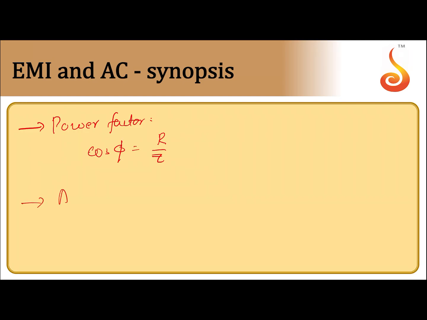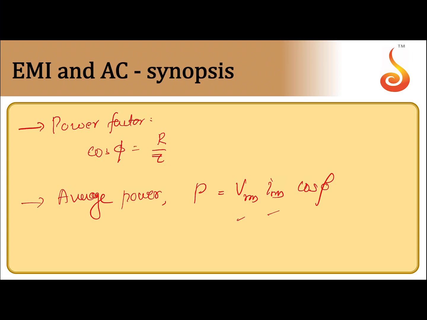The average power dissipated in the AC circuit is given by Vrms Irms cos phi. This is represented in various other formats, of course. We know that Vrms can be written as V0 divided by root 2 and Irms can also be written as I0 divided by root 2, etc. So these are the other ways of representation of the power dissipation in the AC circuit.